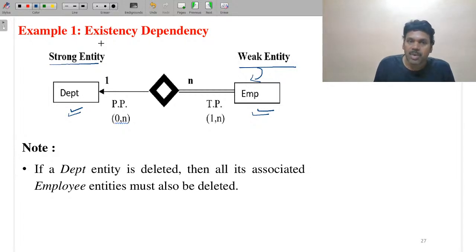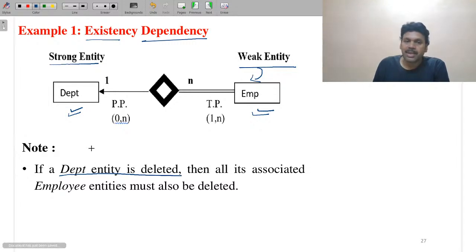Therefore, friends, how can this existence dependency be formed, and what is the drawback of it? The drawback is that if the department entity is deleted, please observe, if I remove this department, there is no question of maintaining employees because every employee is associated with a department only. Therefore, if I delete any entity from department, then automatically that entity will be deleted from employee too, because of existence dependency on the strong entity.